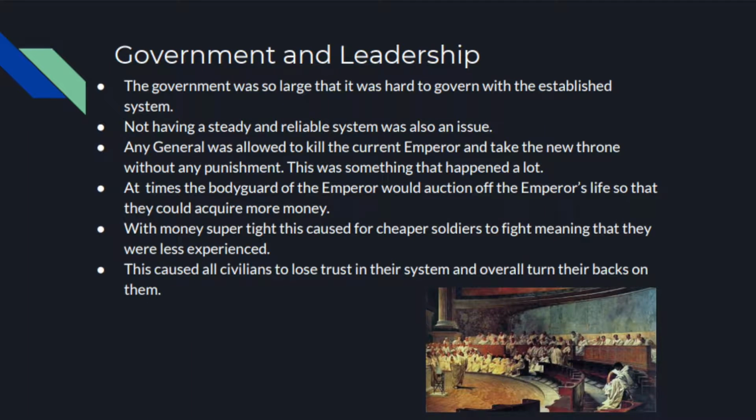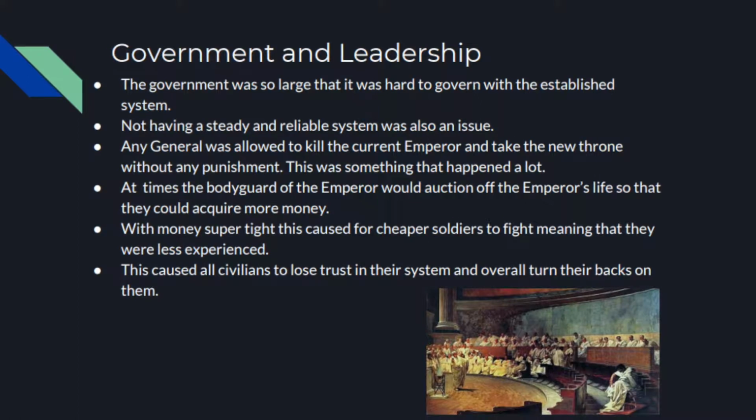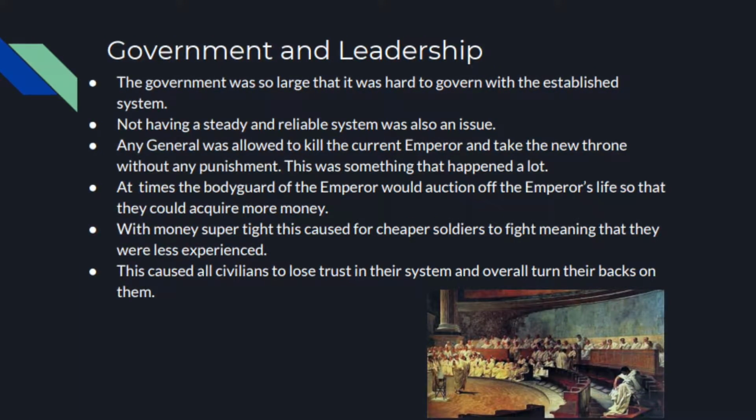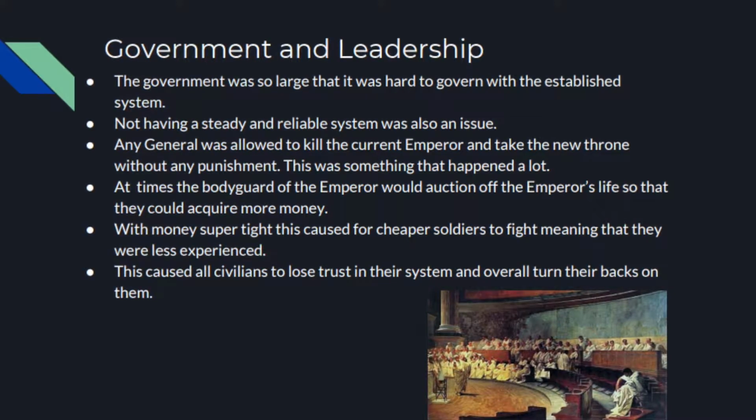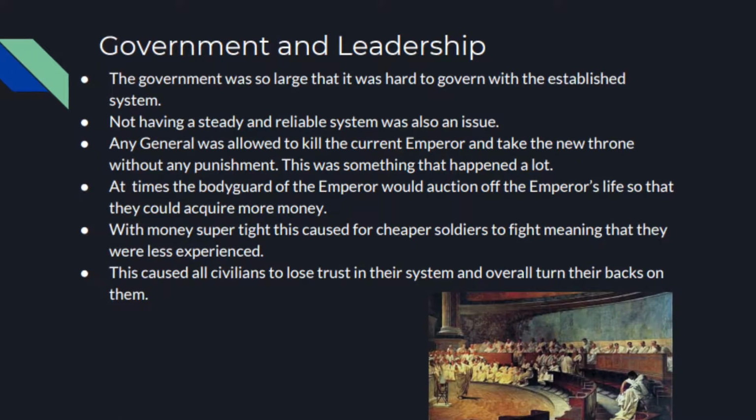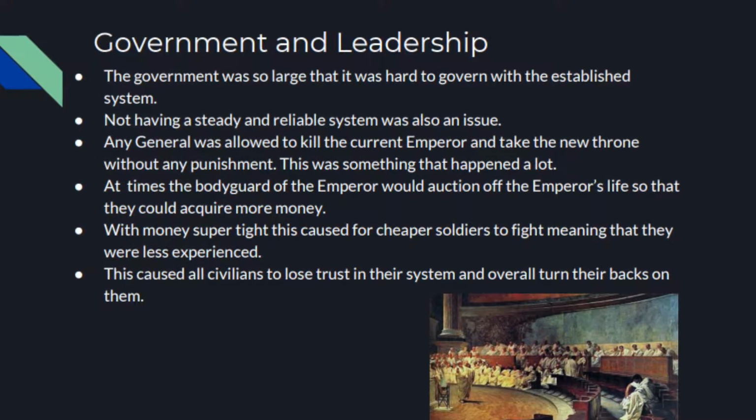Government and leadership. The government was so large that it was hard to govern with the established system, meaning that it was hard to keep rules intact and follow the guidelines. They didn't have a steady and reliable system, and that was a huge issue. Any general was allowed to kill the current imperator and take the new throne without any punishment, and this was something that happened a lot.